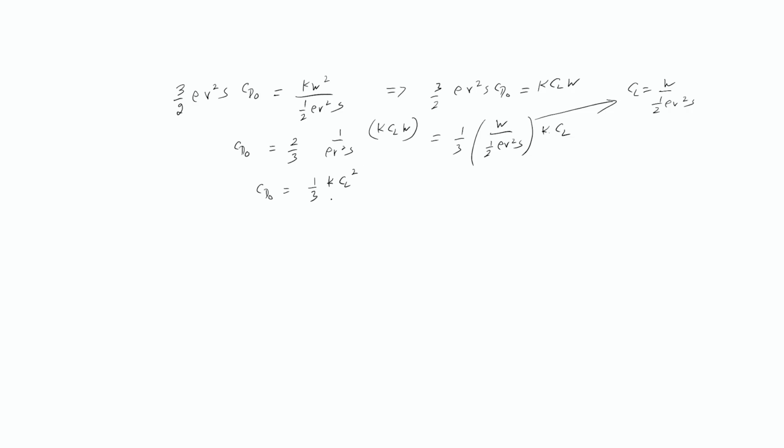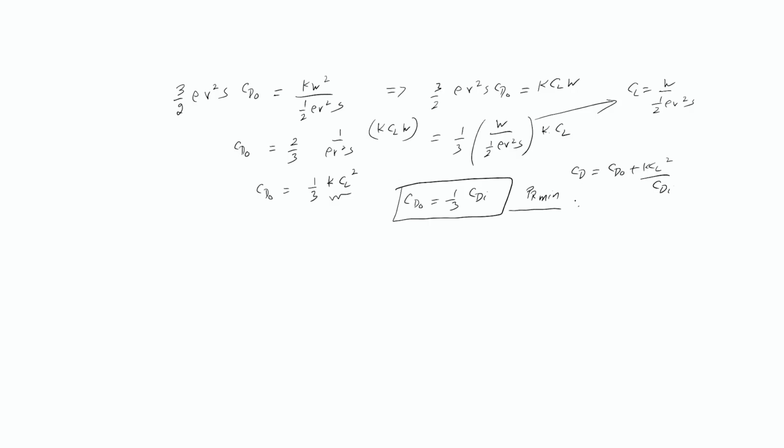All right, what was this K CL square? Remember, CD equals CD naught plus K CL square. This was the induced drag, CDI. So you can write here CD naught equals 1 upon 3 CDI. This is the induced drag coefficient, 1 upon 3 CDI. So now this is the condition for power required minimum.